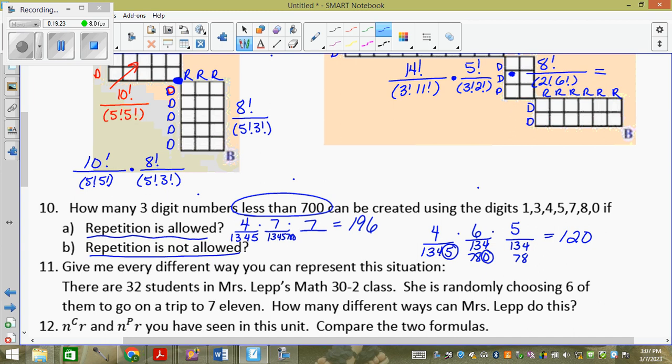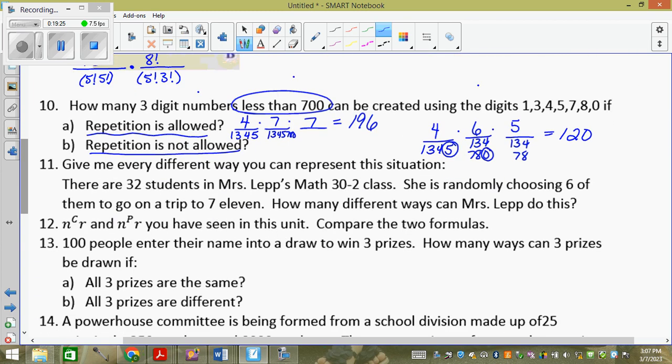I wanted to give you these ones because they're more discussion style questions. So this one says, give me every different way you can represent this situation. There are 32 students in Mrs. Lepp's Math 30-2 class. She is randomly choosing 6 of them to go on a trip to 7-Eleven. Does the order in which you pick those 6 matter if they're all going to 7-Eleven? No. So we could say 32 C6, true statement. What does that also equal?